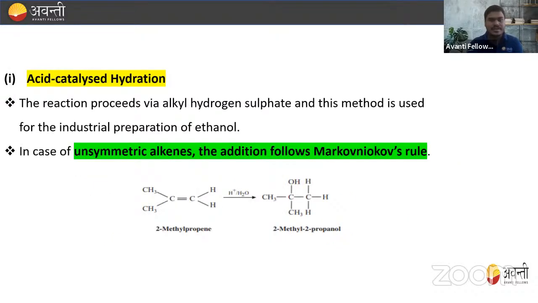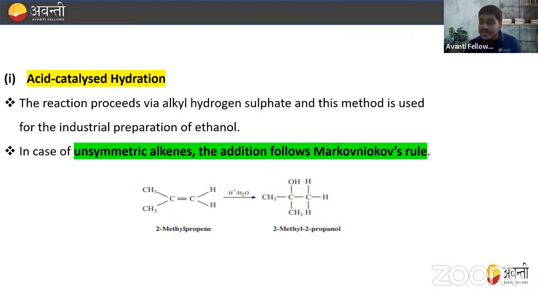Right. So let's see the acid catalyzed hydration. Again, some example of acid catalyzed hydration. The reaction proceeds via the alkyl hydrogen sulfate, and this method is used for the industrial preparation of ethanol. Always remember this thing: the acid catalyzed hydration reaction is used for the industrial preparation of ethanol.